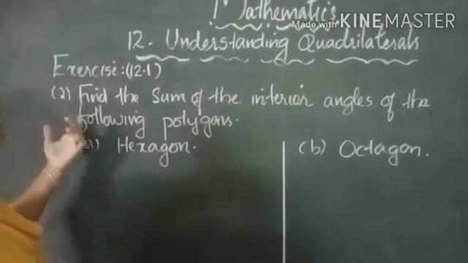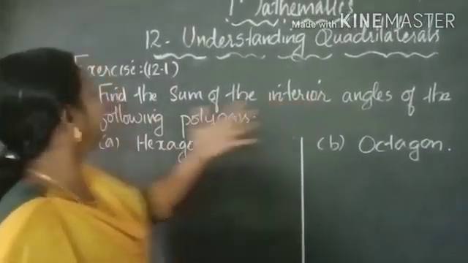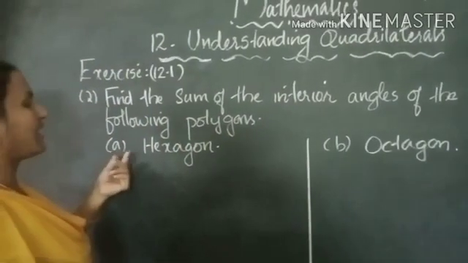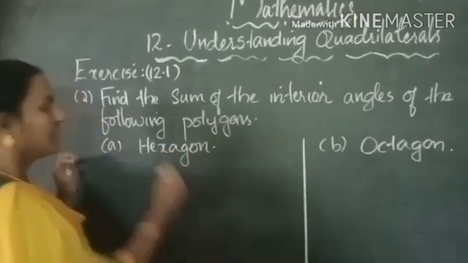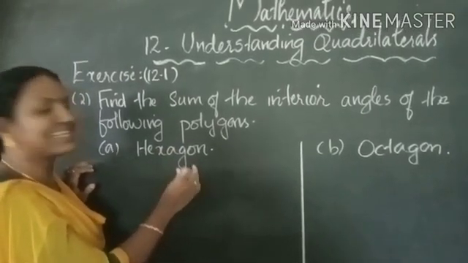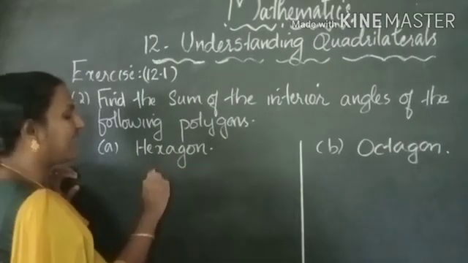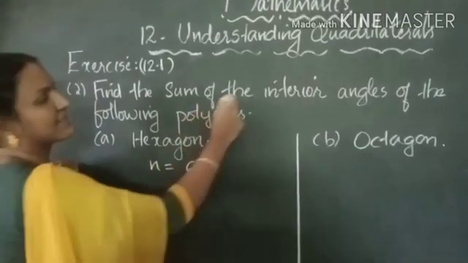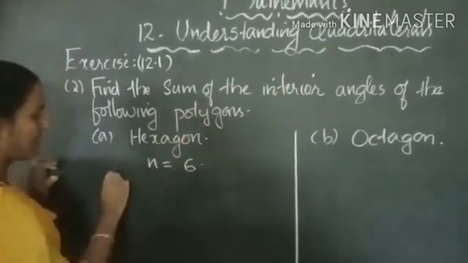Next, question number 2. Find the sum of the interior angles of the following polygons. Option A, hexagon. How many sides are there in the hexagon? 6 sides. Okay, so n is equal to 6. You have to find the sum of the interior angles of a polygon.